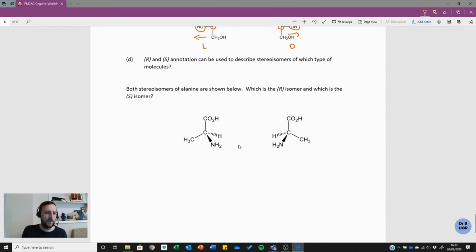Okay, remember, a chiral carbon is a carbon where it's bound to 4 different functional groups, or 4 different atomic groups that we have around here. So if you look at this one, we've got a methyl group, we've got a carboxylic acid, we've got a proton, and we've got an amine there. They're all functionally different, so therefore we've got 4 different groups bound to that carbon.